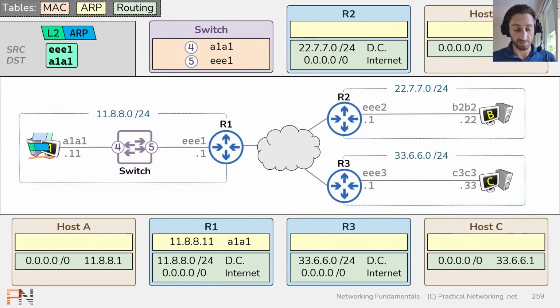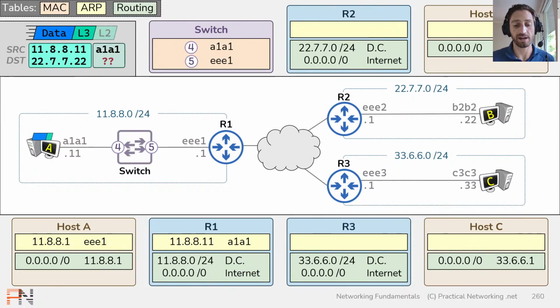Upon receiving the ARP response, host A will populate its ARP table with the mapping included in the ARP response. That mapping is the IP address of router 1 and the MAC address of router 1. And now that host A has the ARP response, host A can finally put together the layer 2 header necessary to deliver this packet to router 1. Since this is going to a foreign network, the route tells host A that this should be delivered to 11.8.8.1. And since host A knows the MAC address for that IP address, host A can put together a layer 2 header that'll take this packet from host A's NIC, that's a source of A1A1, to router 1's NIC, that's a destination of EEE1.